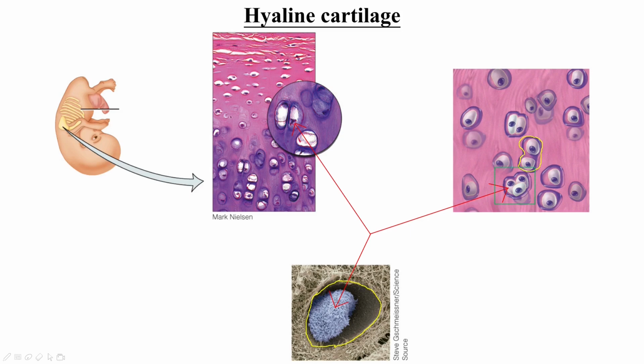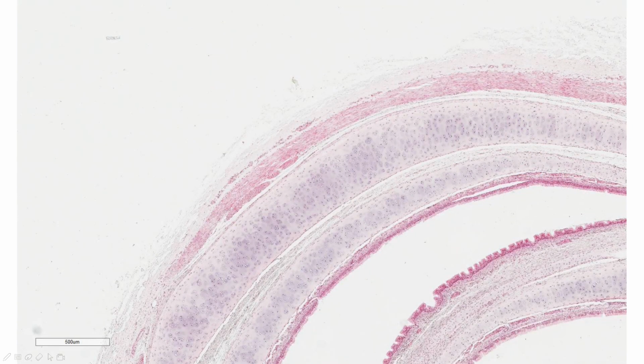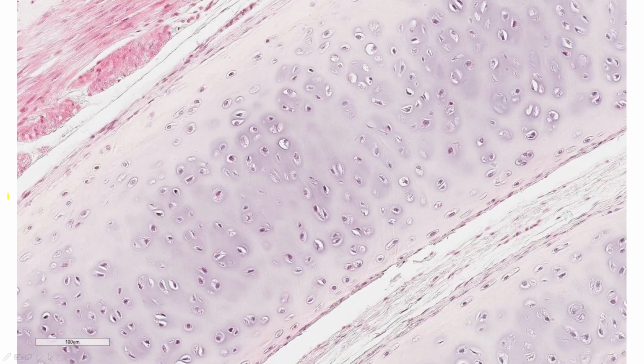Overall, the hyaline cartilage is usually covered with a perichondrium, which is a dense layer of fibrous connective tissue. This slide contains a cross-section of the trachea. Hyaline cartilage provides a structural support in the respiratory system. The airway of the trachea is held open by cartilaginous rings of hyaline cartilage. The perichondrium is a layer of dense irregular connective tissue that surrounds the cartilage.